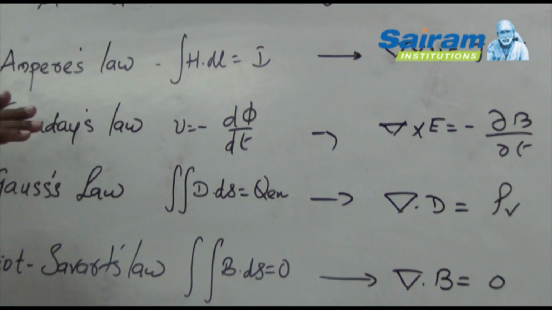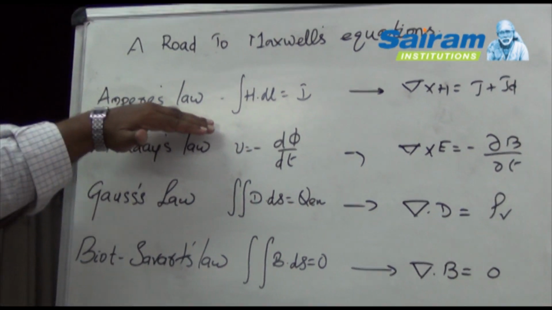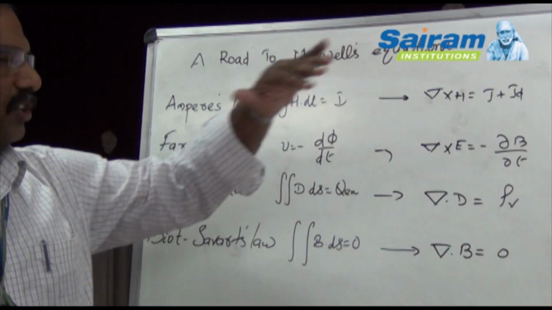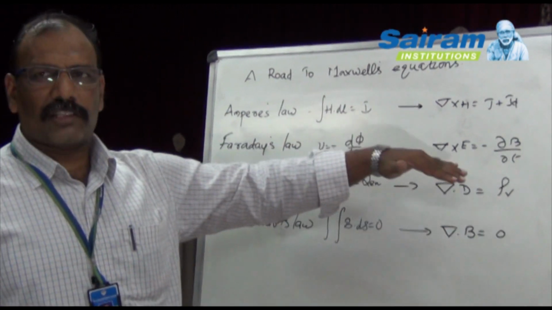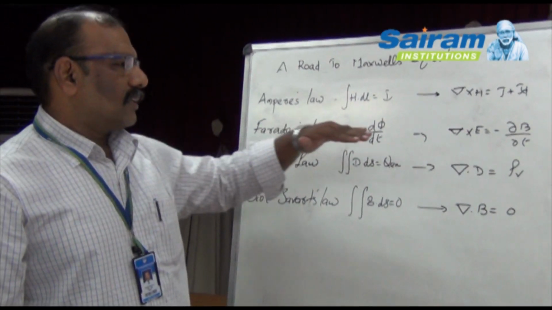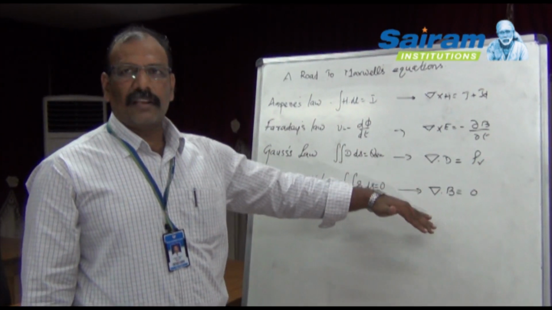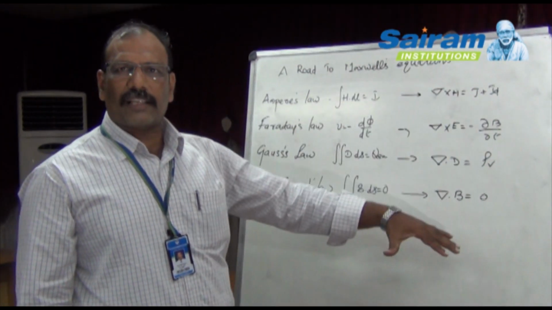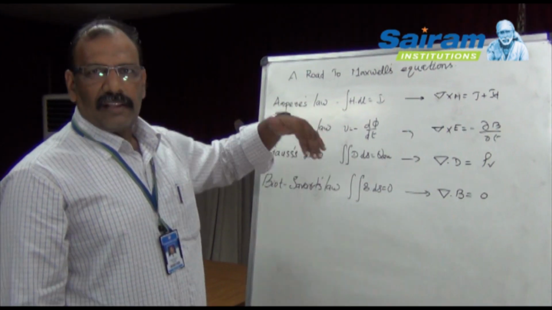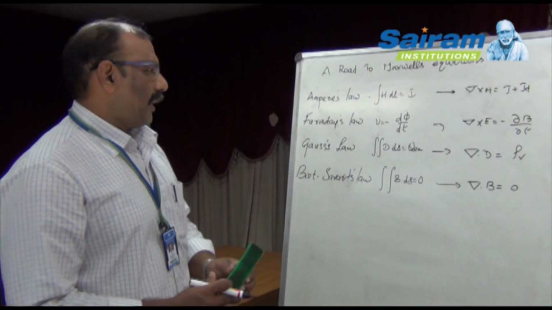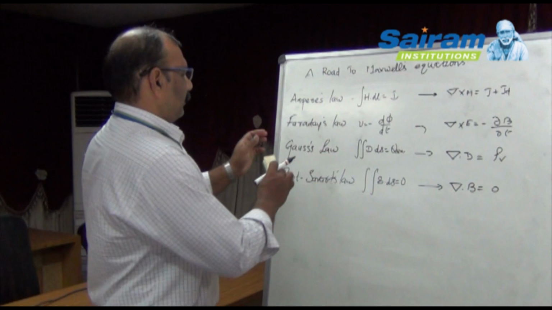Okay, that means Ampere's law, for that this is a Maxwell equation. Faraday's law, this is a Maxwell equation. Gauss law, this is a Maxwell equation. Biot-Savart's law, this is a Maxwell equation. So what is the contribution of Maxwell in Ampere's law? This I am going to explain. Let us just take Ampere's law.